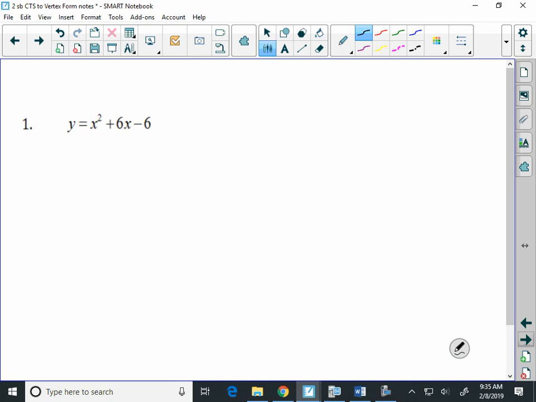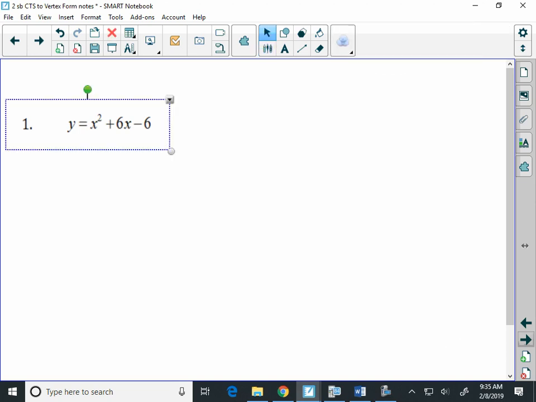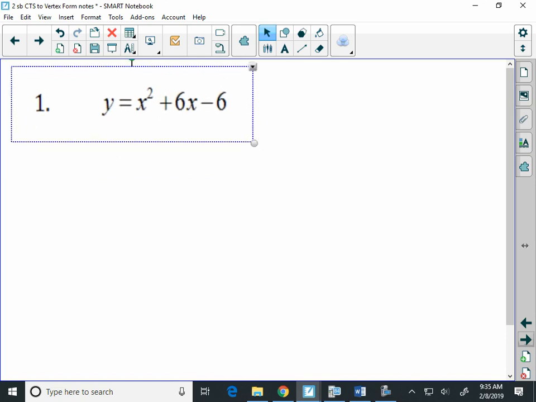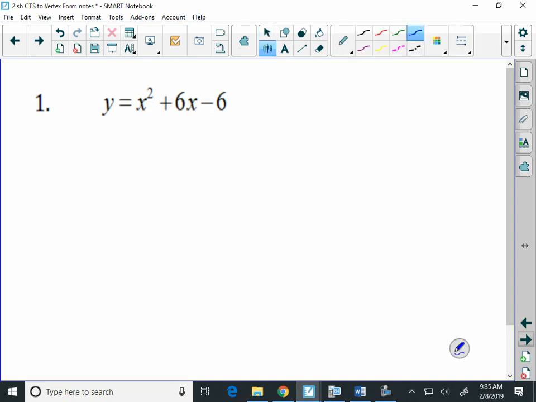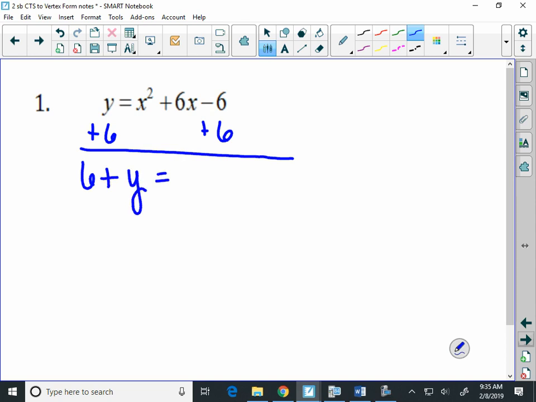the steps. What we have is y equals x squared plus 6x minus 6. And what our first step says is to put the x's on one side and the constant on the other. Well, nothing much is going to change. We're going to add the 6 to both sides. Now, I personally tend to go 6 plus y. There is nothing wrong with you going y plus 6. But over here, it's x squared plus 6x.